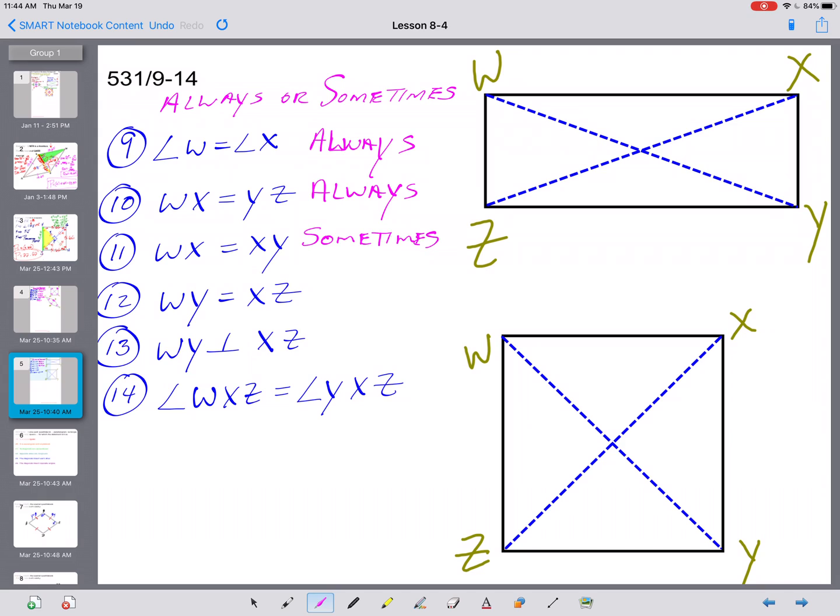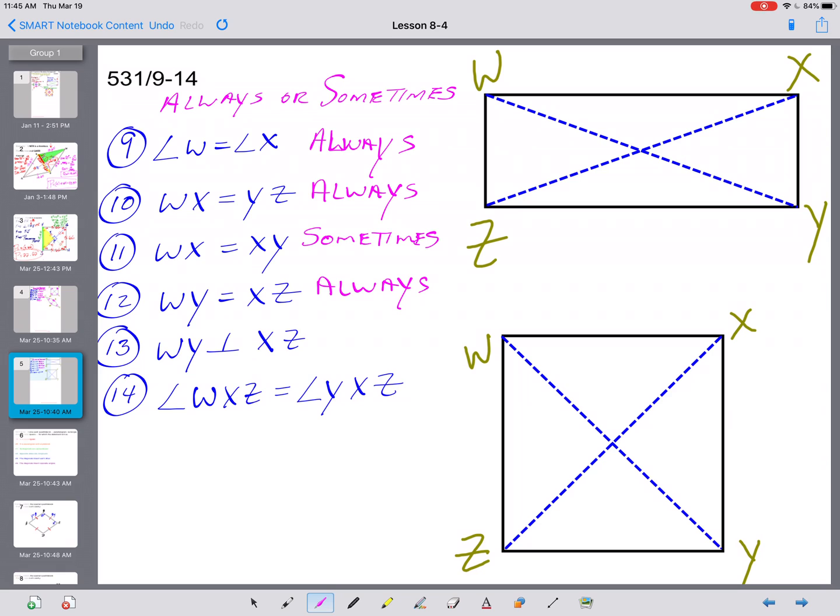Okay, WY equals XZ. What are they talking about there? They're talking about the diagonals. In a rectangle, what do we know about the diagonals? From the notes, the diagonals are equal. They're the same length. So yes, the diagonals will be the same all the time.